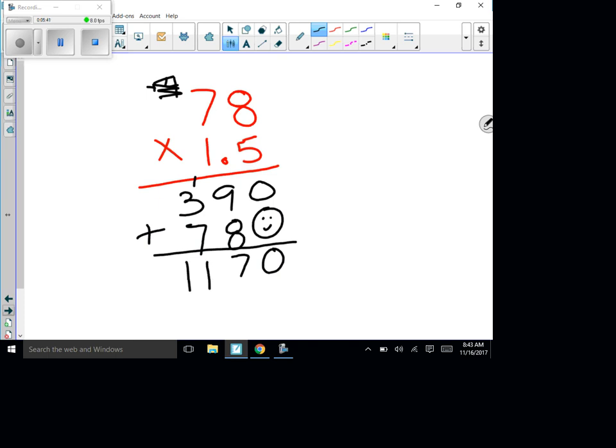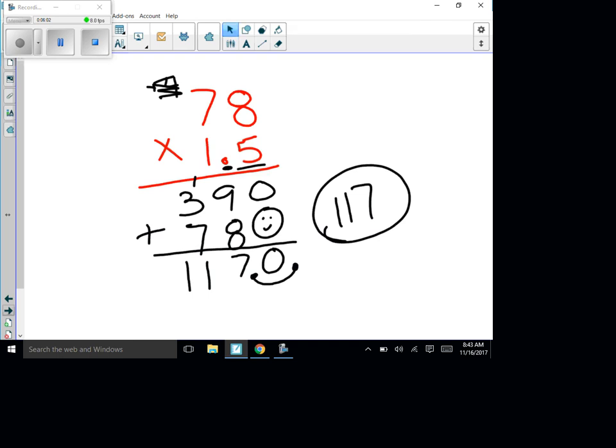So right now it says the answer is 1,170, but I have to remember to go back up here and look for any decimals in the multiplication problem. There's one right here, and there's 1 digit to the right, meaning that I have to move 1 digit to the left. My answer is 117.